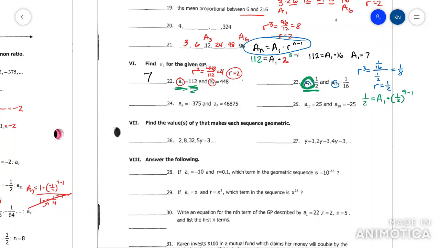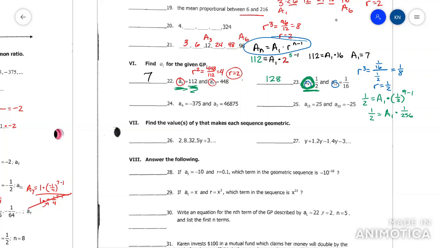So this one I would probably use a calculator for. But basically, you're going to get 100. This right here is A1 times, this makes 1 over 256. So if you divide 1/2 by 1 over 256, you'll get 128. So that's how you're going to do that section.